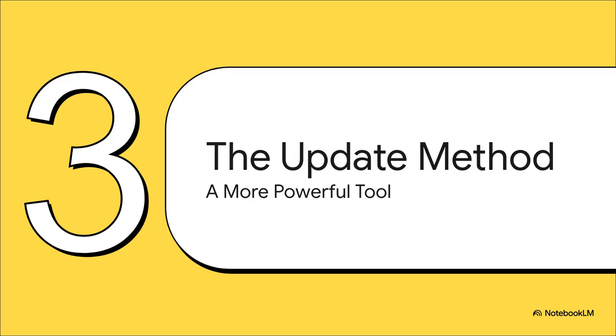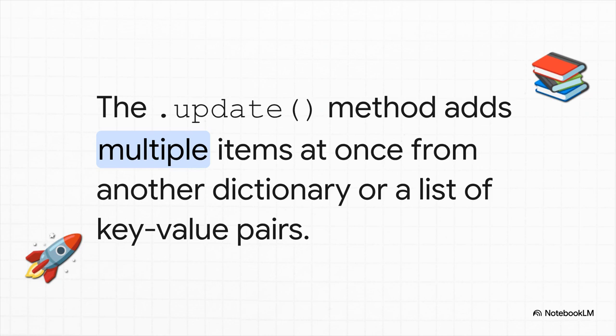Okay, so index assignment is awesome for adding things one by one. But what if you need to add a bunch of items all at once? Well, for that, we've got a more powerful tool in our belt, the update method. The update method is like a bulk upload for your dictionary. Its whole purpose is to let you add multiple items in one go. You can give it a whole other dictionary or even a list of key value pairs, and it'll just merge everything right in. It's a real time saver.